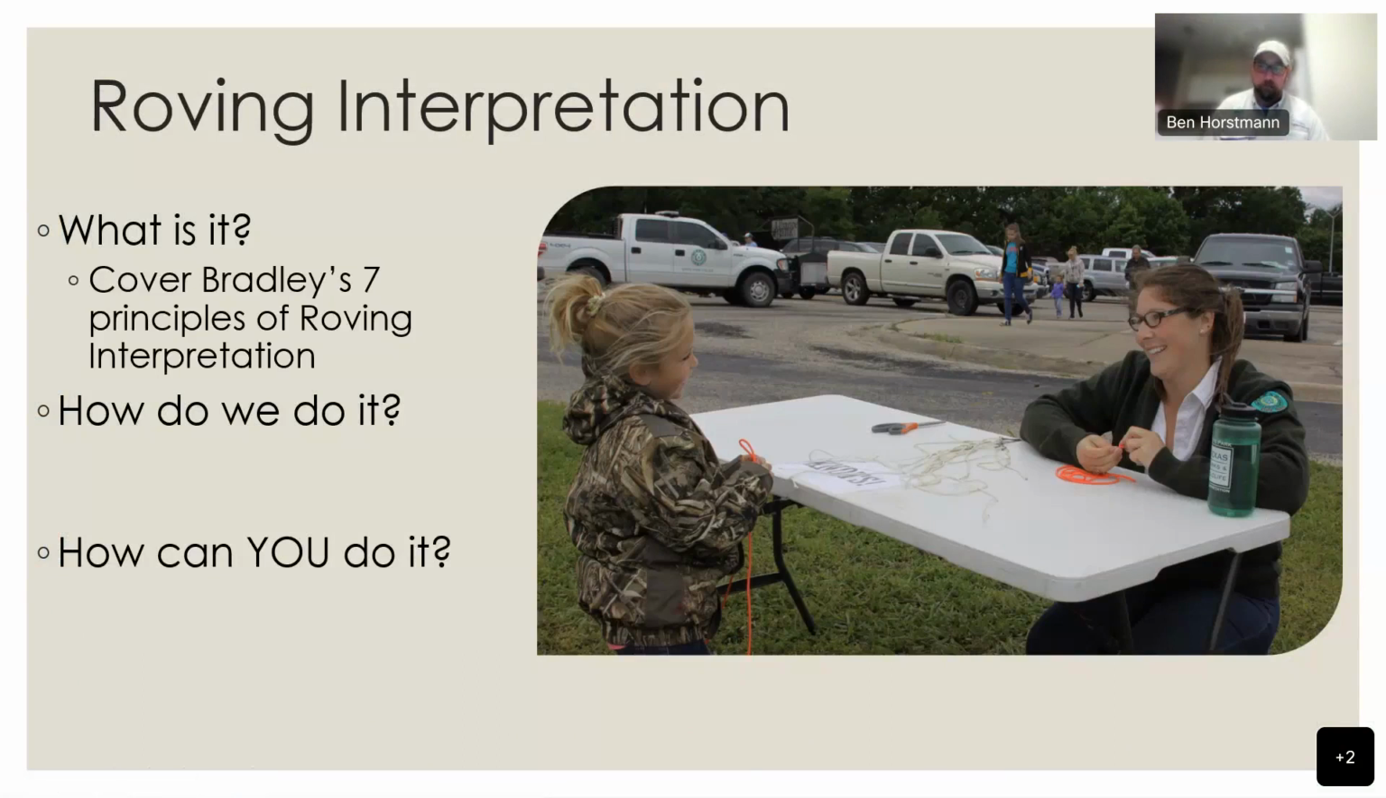If you've never met her, Danielle Bradley, which is now Danielle, and she's now Danielle OK. She just got married. She developed 7 principles of roving interpretation as part of her master's thesis at SFA. And so we'll go over those. We'll go over how we do it and look at some real life examples. And hopefully you will have some examples of how you do it in your sites, because you are definitely doing it, whether you think you are or not.